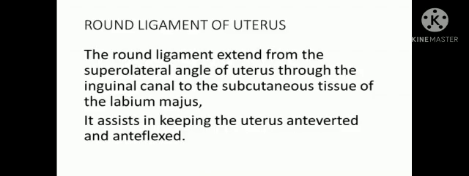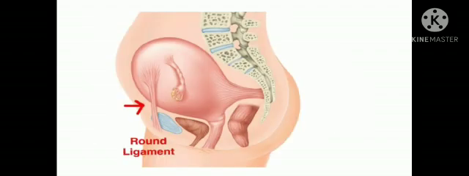Round ligament of the uterus. The round ligament extends from the superolateral angle of the uterus through the inguinal canal to the subcutaneous tissue of the labium majus. It assists in keeping the uterus anteverted and anteflexed. Round ligament shown in diagram.